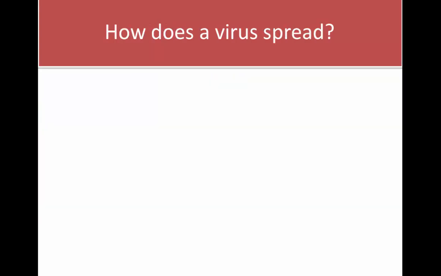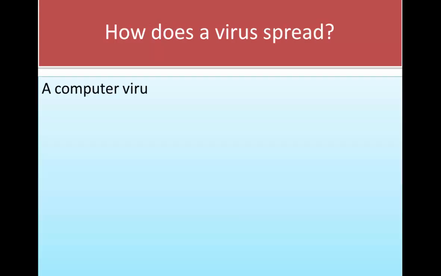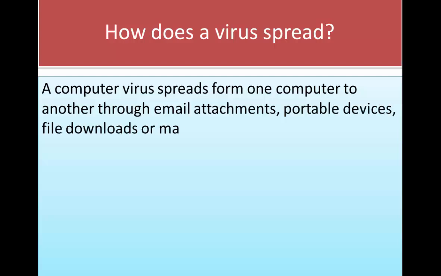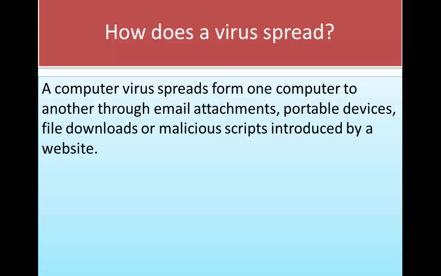Next, how does a virus spread? So a computer virus is spread from one computer to another through email attachments, portable devices, file downloads, or malicious script introduced by a website. So there are different ways how the virus can spread from one computer to another computer. It's not only computers, but it can be spread to other devices like your tablets, your mobile phones.